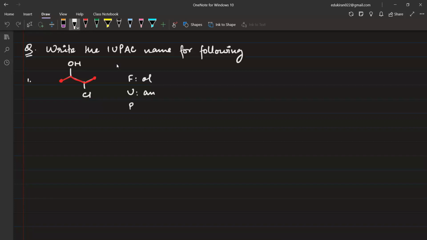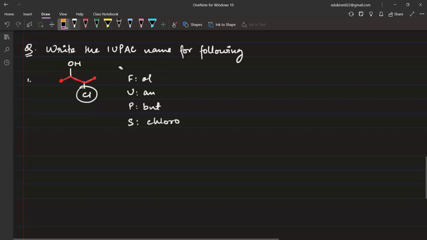Now, once you have got the parent, which is butane, then you will look at the substituent. OH we have already done as the functional group. So what is remaining? Only Cl. For Cl, what do we write? Chloro, right? That's it. Now you need to just number it. Numbering starts from the carbon atom that is nearest to the functional group.